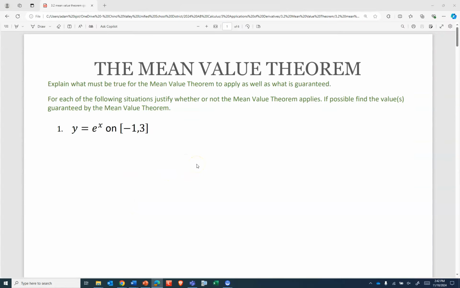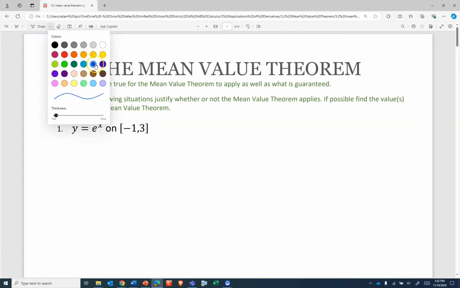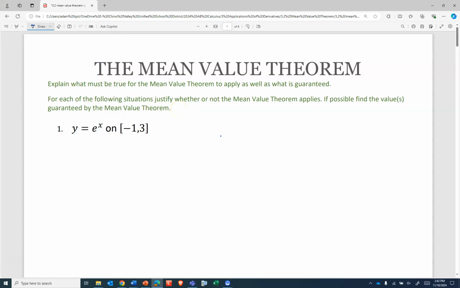Okay. So at the beginning here, you should already know what must be true for the mean value theorem to apply. And that is, we have to be given a situation with a function that's continuous on some particular closed interval and differentiable on that same open interval. I think it's probably best to start off with a picture.